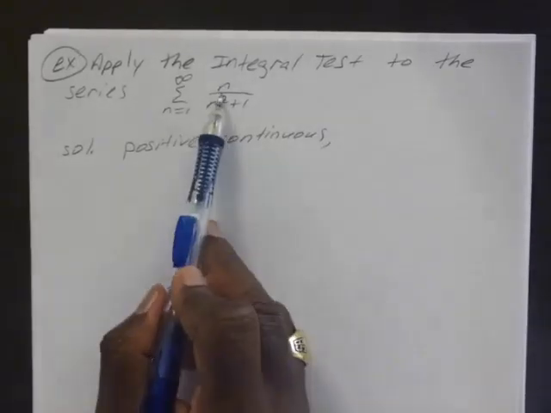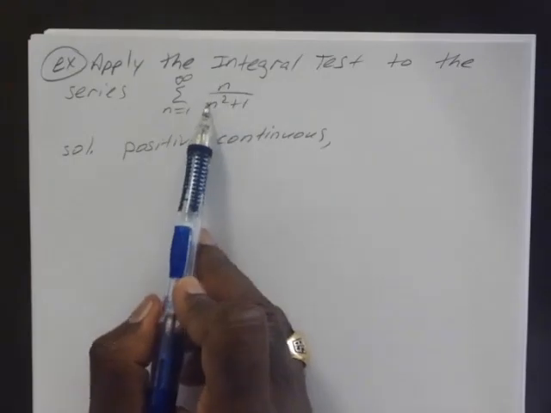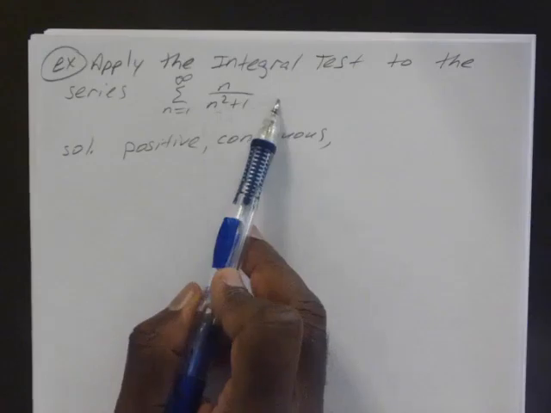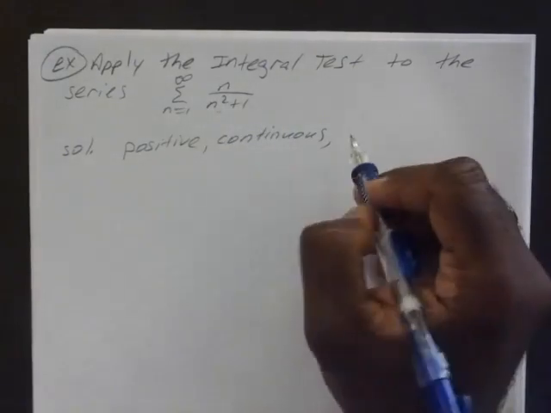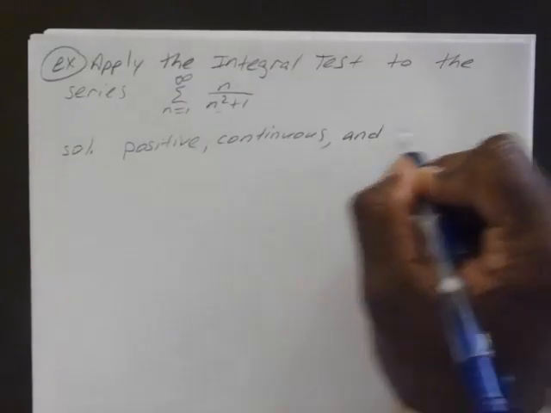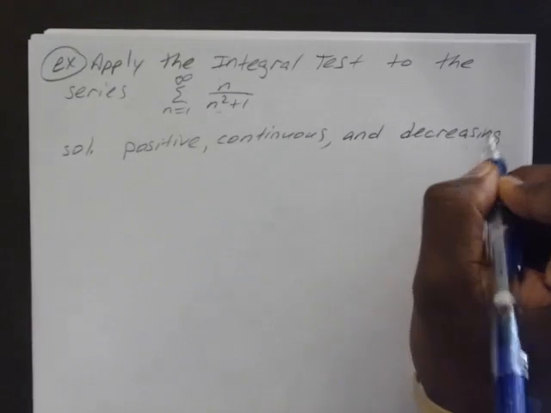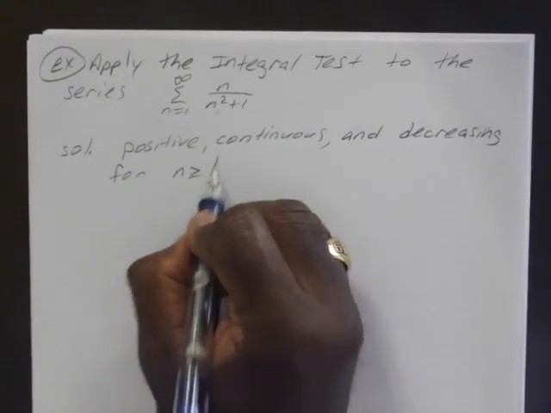Okay, so we notice the denominator is actually bigger than the numerator. As you plug in larger values, the denominator grows faster, which means this is just going to keep getting smaller and smaller. So it's decreasing for n greater than or equal to 1.